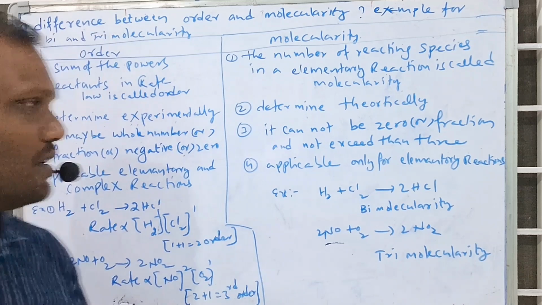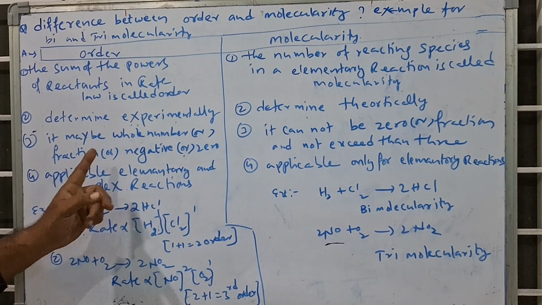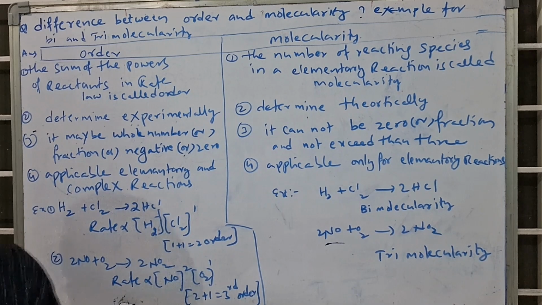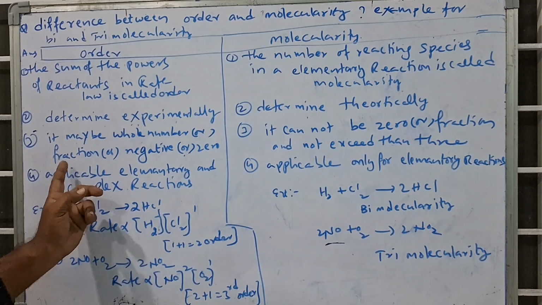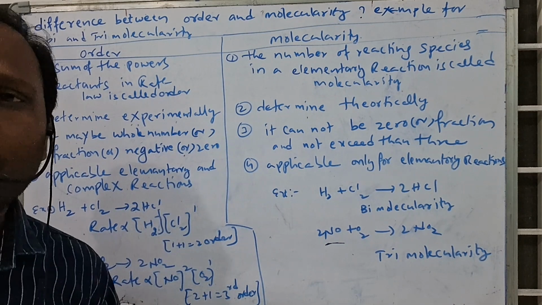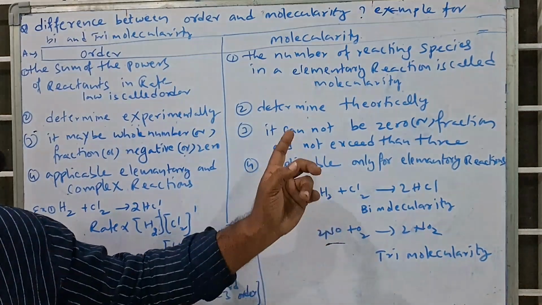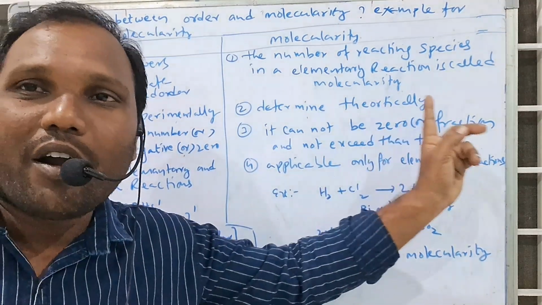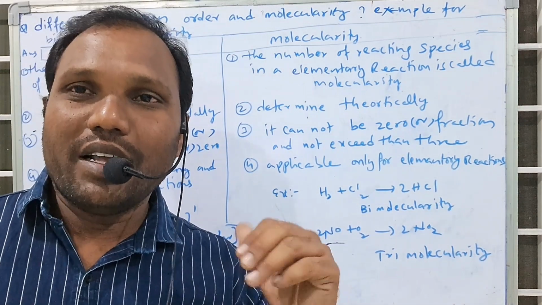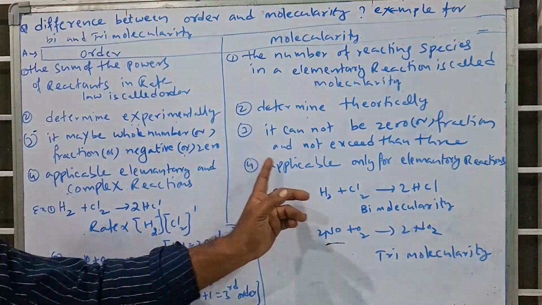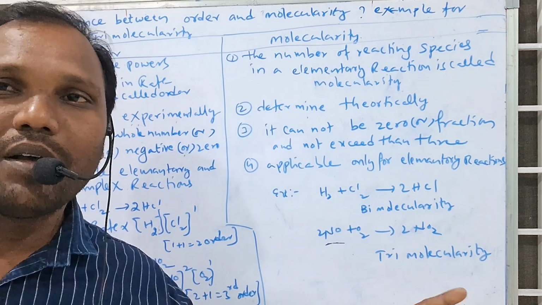Next difference: order may be a whole number, a fraction, negative, or 0. These are the possibilities of order values. But molecularity cannot be 0 and cannot be a fraction. It is only a whole number, and that also does not exceed 3. Okay, these are the values of order and molecularity.